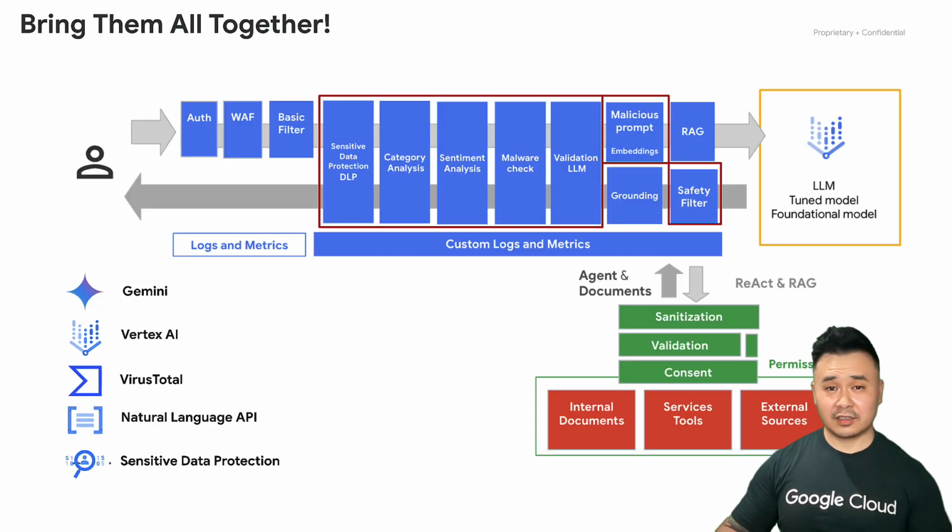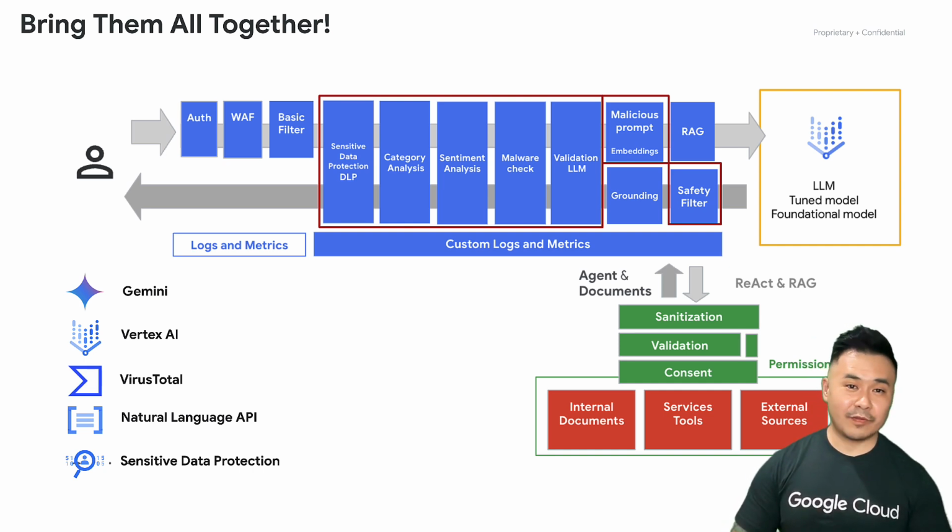So we have seen different types of attacks, quite a lot of different smart ways of attacking the LLM-backed application. We have also seen a combination of defense strategies, leveraging Sensitive Data Protection from Google Cloud, the Natural Language processing API, VirusTotal, the LLM itself, the safety filter built into Gemini, and also the vector database. We are going to bring them all together. We chain them all together to see how they are going to work against some of the attacks that were previously successful.